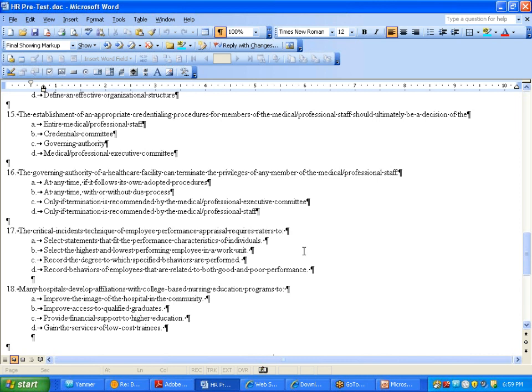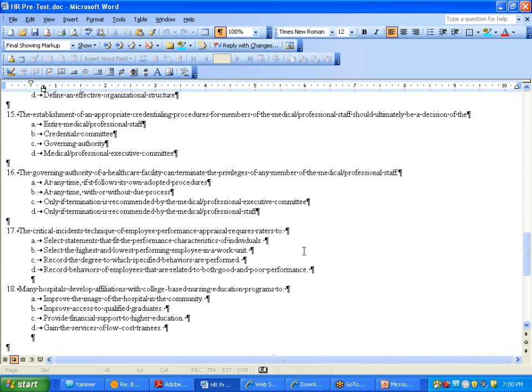C, record the degree to which specific behaviors are performed. Okay, C sounds somewhat okay. Select the highest and lowest performing employee in the work unit. I'm going to eliminate B. One statement that fits performance characteristics of individuals. I'm going to select C.